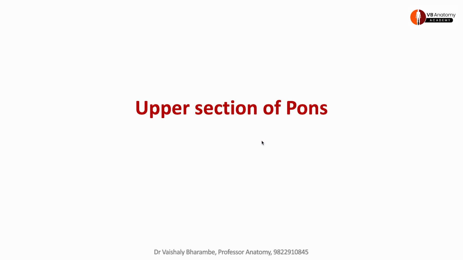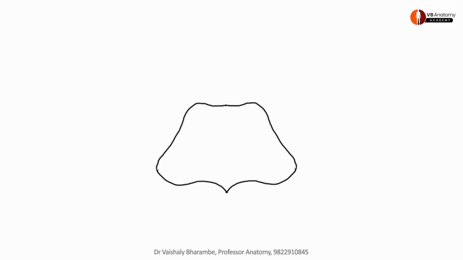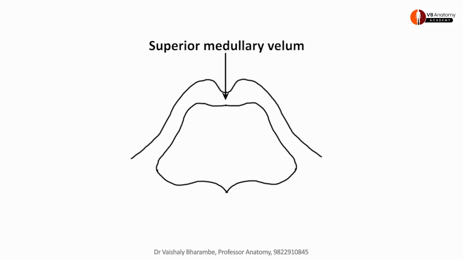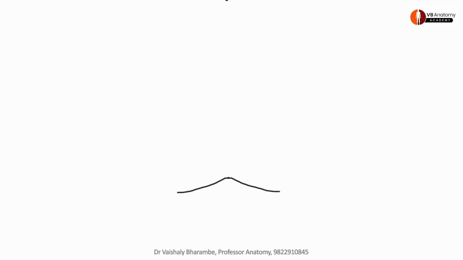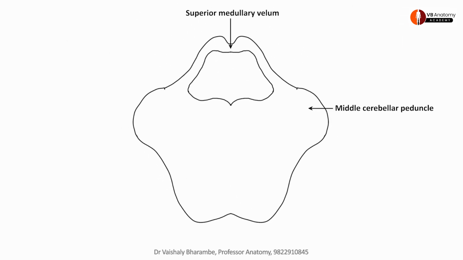So we now go to diagram of upper section of pons. For this, first thing we do is we draw the small fourth ventricular floor. You will note that this floor also shows presence of a roof because now the fourth ventricle has become very small. This roof is formed by the superior medullary velum, superior cerebellar peduncle. Let's now draw the ventral region of pons and finally the middle cerebellar peduncle.